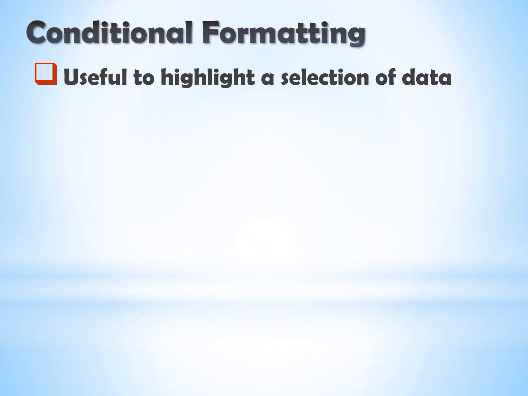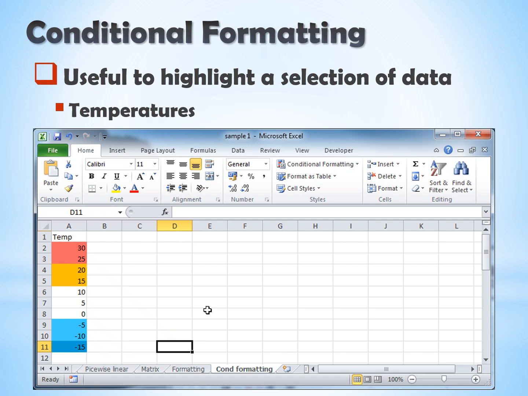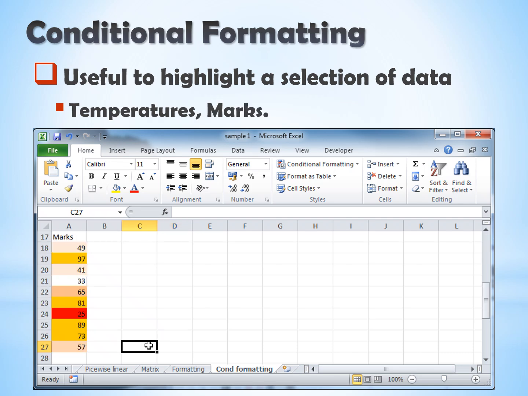Conditional formatting is a very powerful tool for presenting data. It can highlight data depending on defined conditions. For example, temperatures can be highlighted in a way showing whether it is cold or hot. Marks can be highlighted to show how well students performed in an assessment.